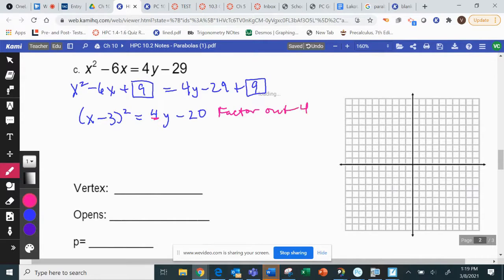Doesn't matter what this number is, I got to factor it out so that it's all in front. And we'll have y minus 5 left over. So this is in the correct format. Our vertex will be (h, k), and it's just like doing the circles or the ellipses or the hyperbolas. It's going to be the opposite of each of those. Just make sure you put the x part first: (3, 5).